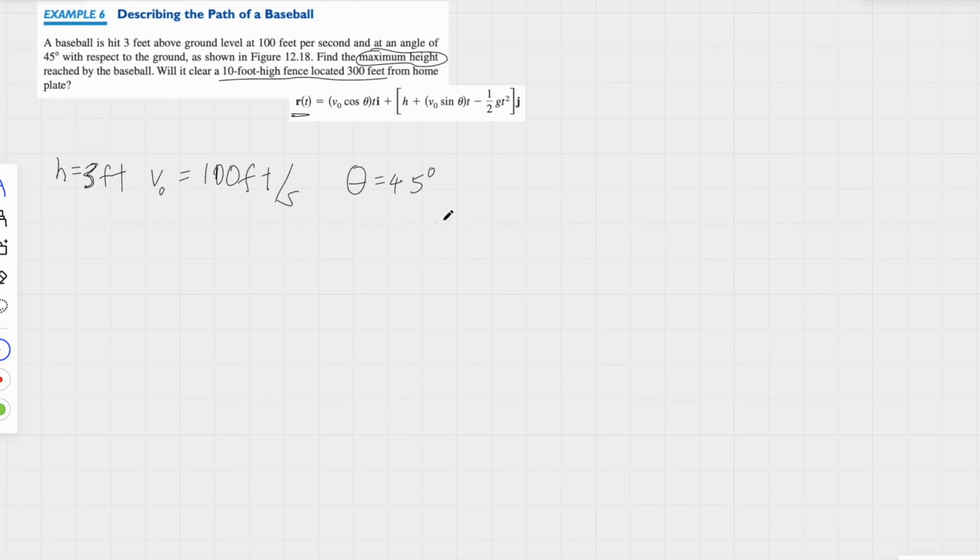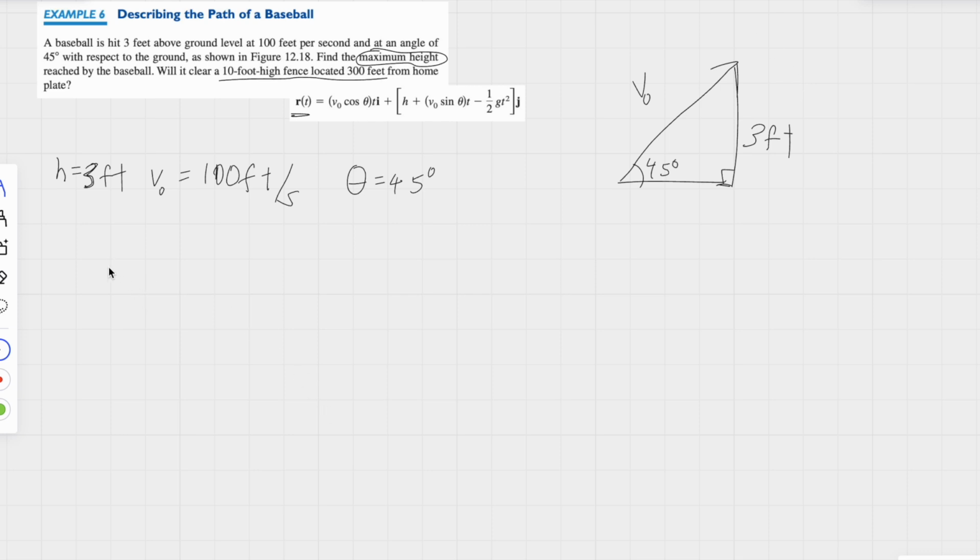So let's draw the diagram. It should look something like this, where this is V initial, and then something like this, a right triangle, and this is 45 degrees, and this is 3 feet.